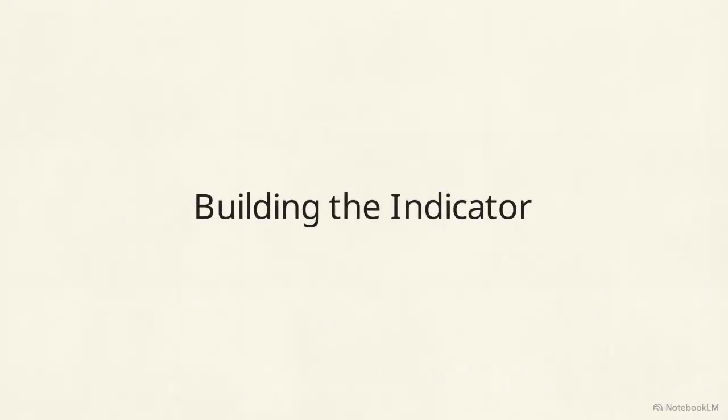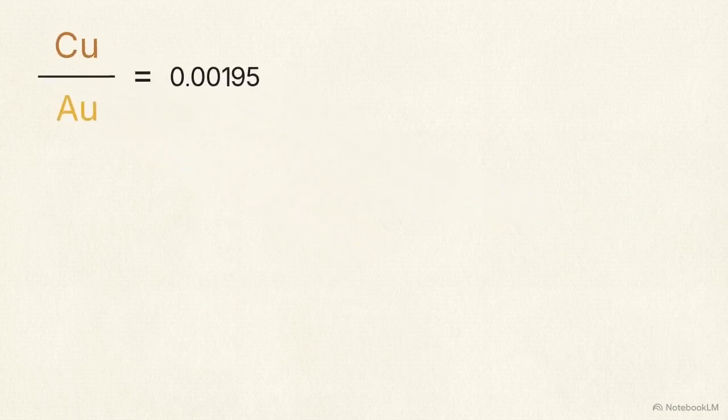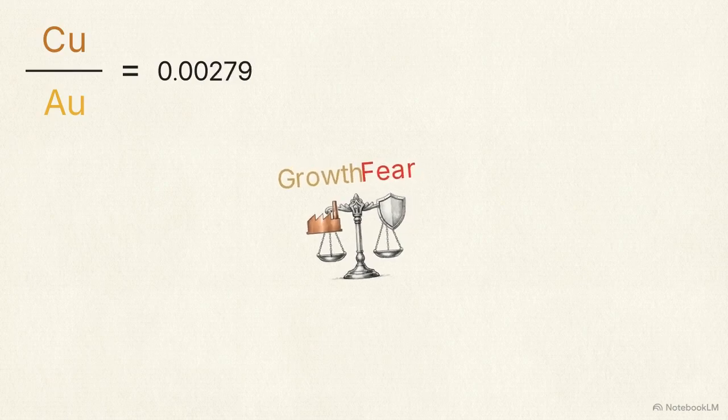Step 1 is building the indicator. Go to your charting platform, find the spot price of copper per pound, and divide it by the spot price of gold per ounce. This division gives you a single decimal ratio. This formula works because these two metals represent opposite economic forces. Copper demand rises through manufacturing and construction, making it a proxy for industrial growth. Gold demand rises during instability, making it a proxy for safe haven fear.